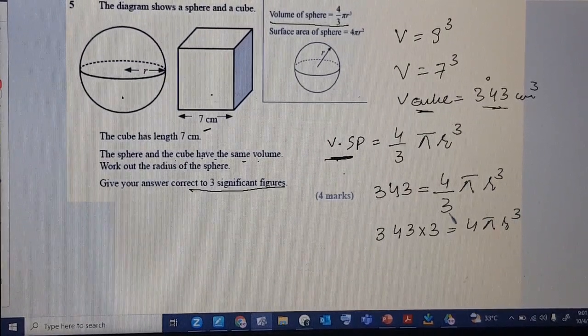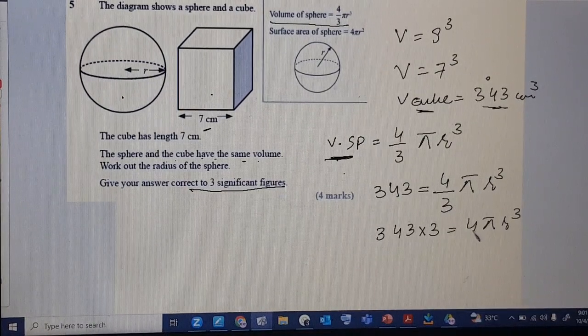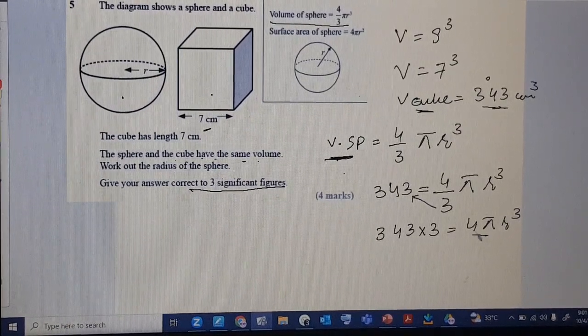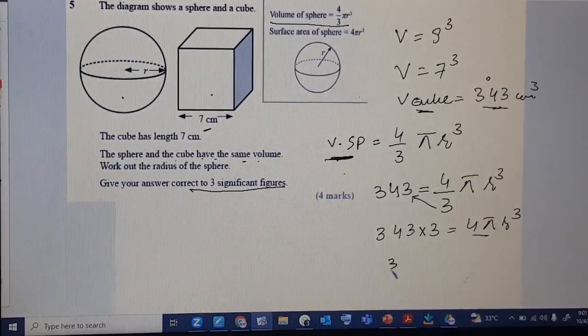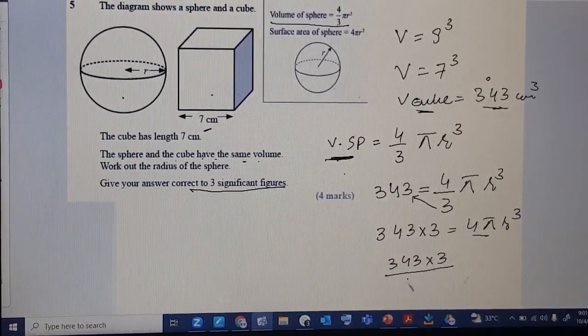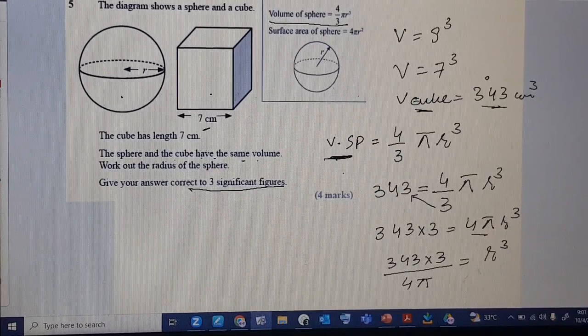Since 3 was dividing, I moved it to the other side, it's multiplying now, and 4 pi r cubed is left alone because 3 has moved to this side. Now I'll move 4 and pi together down because they are multiplying and eventually they will be divided on the other side, and I'll be left with r cubed alone. So I will write now 343 times 3 over 4 pi is equal to r cubed.